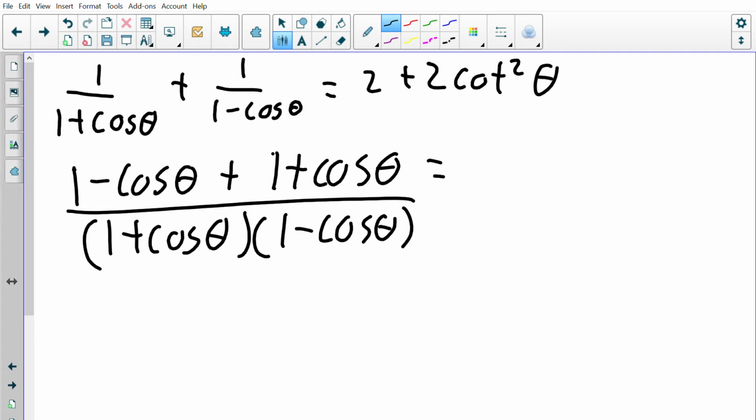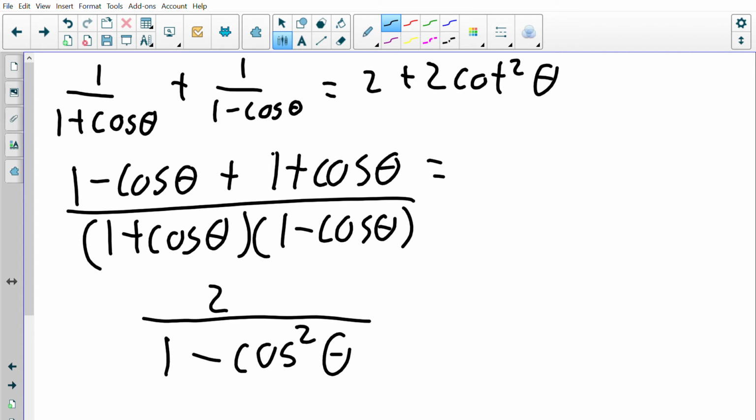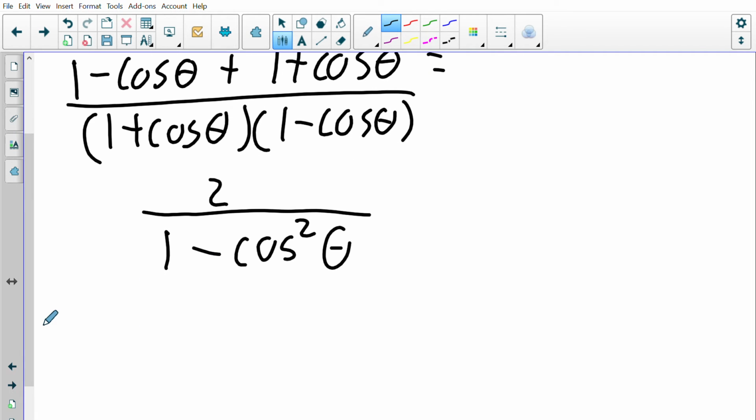So the next thing I'm going to do is combine like terms and FOIL. So 1 plus 1 is 2. Negative cosine plus cosine cancels. And then down here, FOILing, I get 1. And then I get plus cosine minus cosine, so those cancel. Minus cosine squared. So then, my next step is 1 minus cosine squared.